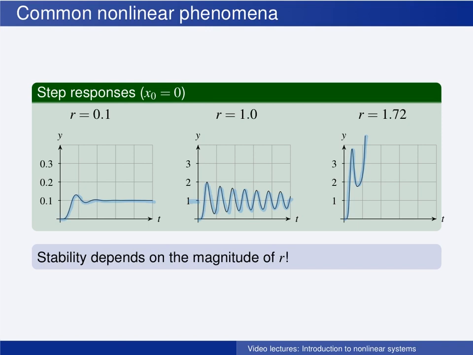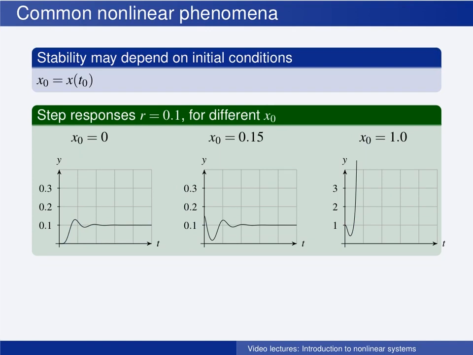So the stability behavior that the system displays depends on the magnitude of the reference signal, and this is a phenomenon that is only found in nonlinear systems. The type of stability behavior that the system displays may also depend on the initial conditions. In these simulations, we use the same reference signal and we vary the initial condition instead. In the first case, the initial value of the state x, which is the same as the system output y, is 0.